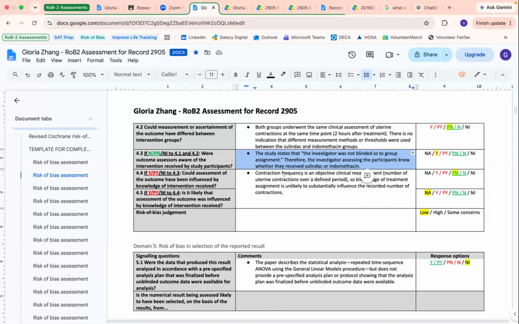Okay, so then for 4.3, what do we think in general? Do we think it's yes, no information? I think it would be no information given Dr. Rabo's explanation of it.